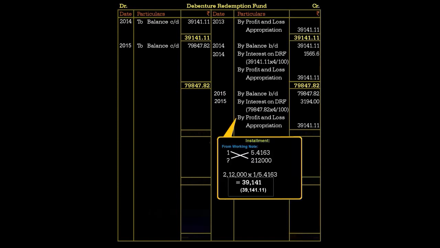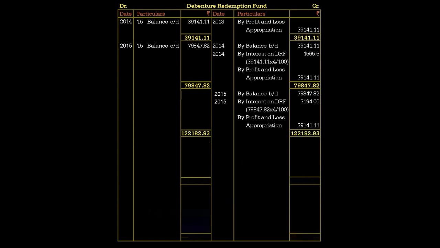After that, again the third year's installment by profit and loss appropriation account, once again the same amount of installment, that is 39,141.11. The total of the credit side is 1,22,182.93. That will be carried forward to the next year by giving the entry to balance carried on 1,22,182.93. Let us go to the fourth year.